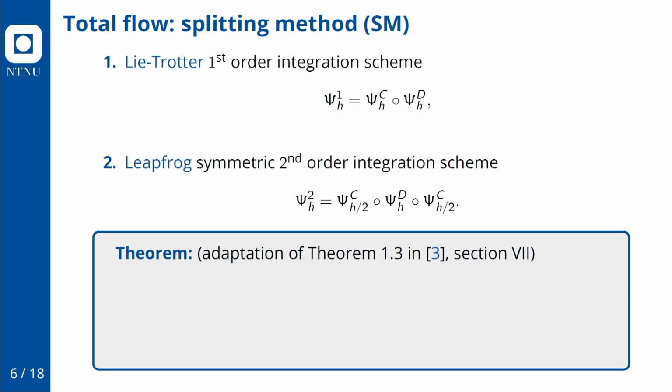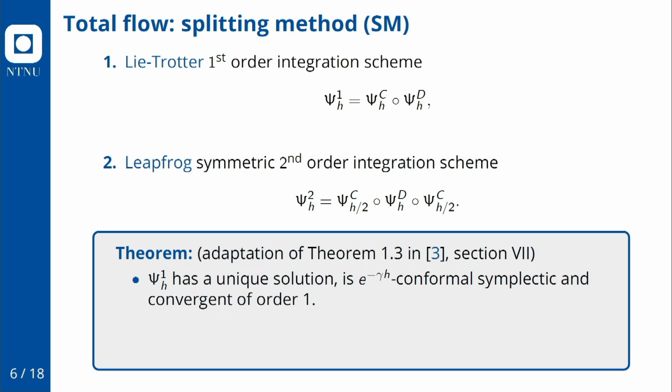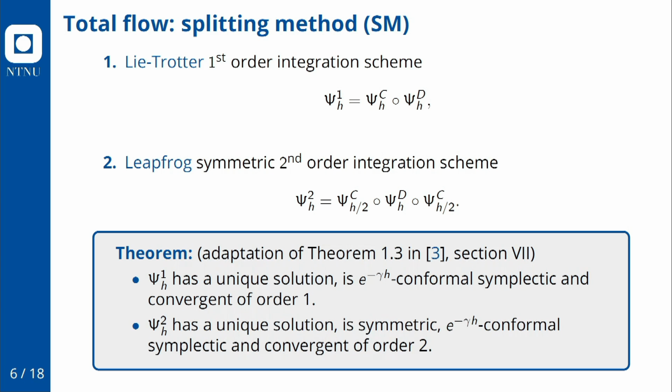And the result is that the scheme we obtain for the first one, as we might have wished to prove, is convergent of order 1. It is conformal symplectic with parameter depending on gamma and h, the exponential. And the second one, as we might expect, is convergent of order 2. It is symmetric, and it is conformal symplectic with the same parameter as the one above.